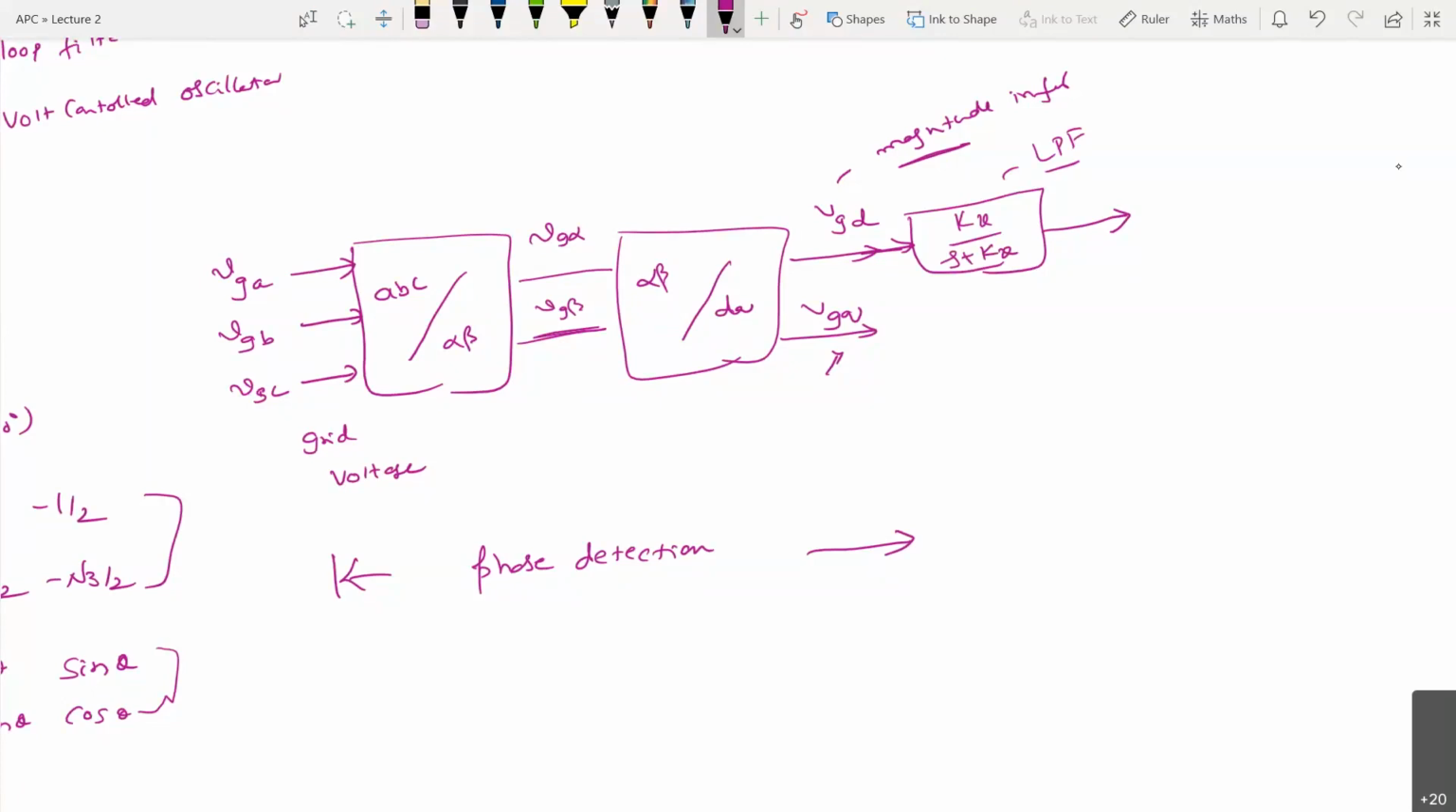Let us assume that you are aware of this DQ transformation. If the D axis is aligned to the A axis, what is the value of VD and VQ? If this VD is aligned to VA, what is the magnitude of VD and VQ? You might have studied this.